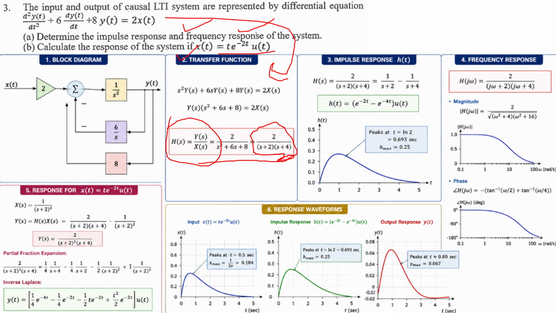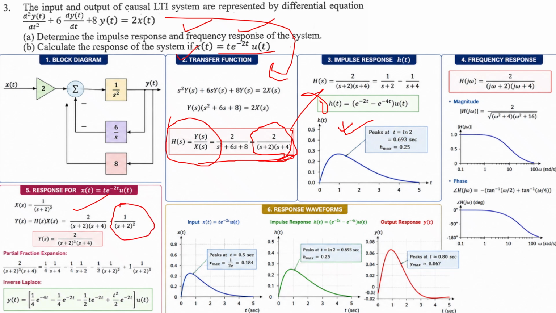So after finding the transfer function you can get the impulse response in the time domain, because the impulse response and the transfer function are the same thing. Now consider another input. The input is t e to the power minus 2t. So here the input is given, so just multiply with that input.